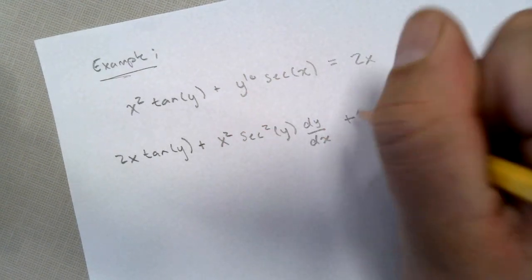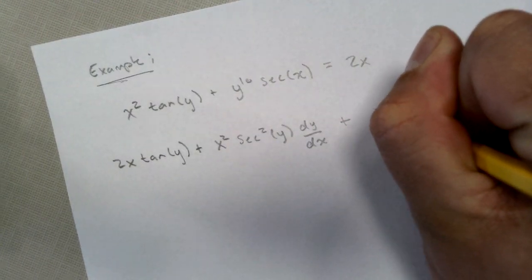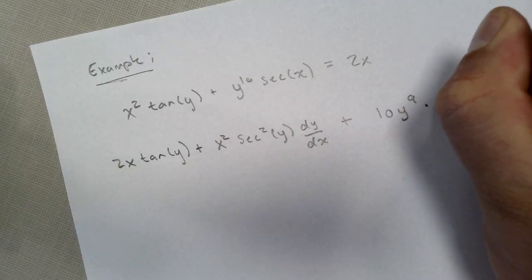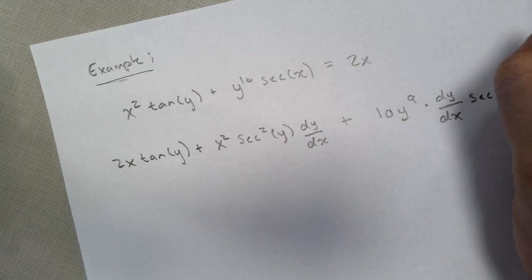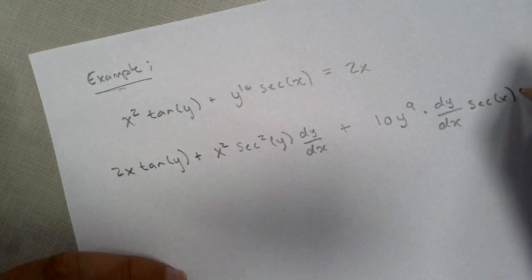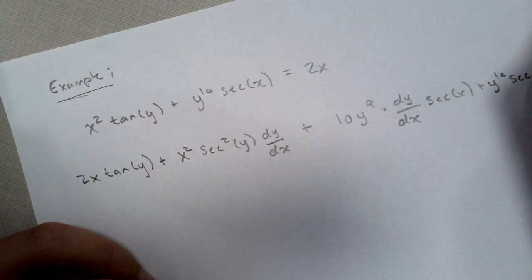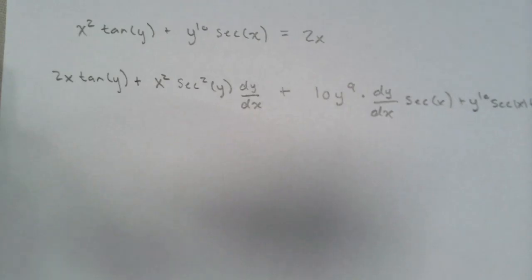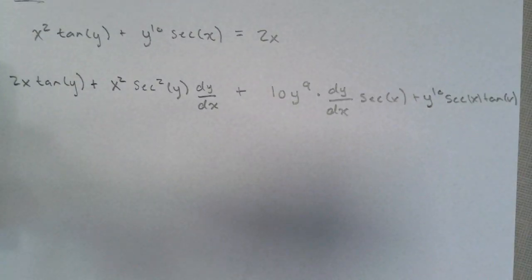Now here we need to do the product rule again. So the derivative of y to the 10th power is 10 y to the 9th power times dy dx, times secant x, plus y to the 10th power, and then the derivative of secant x is secant x tangent x. I'm running out of space here, but the derivative of 2x is equal to 2, so we're going to set all of this equal to 2.